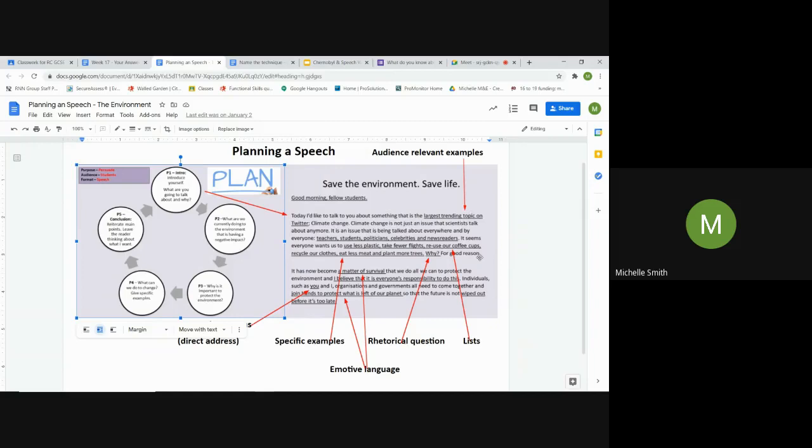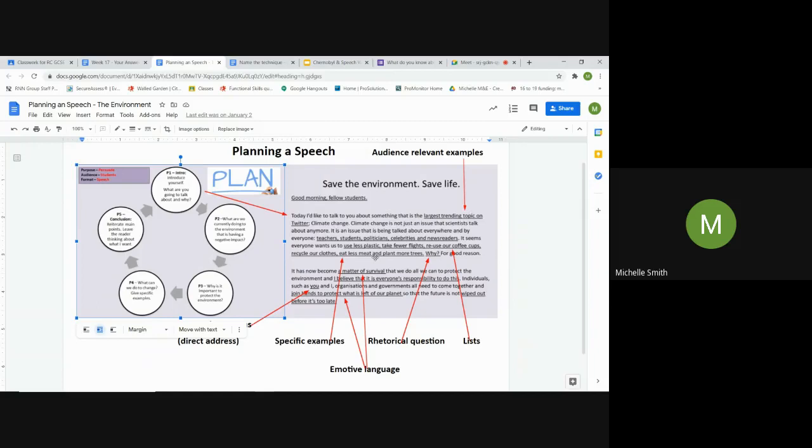Okay, hopefully by now you can see that I've been using some persuasive language devices here, and I've also picked some of them out. So I'm listing quite a lot. Teachers, students, politicians, celebrities. I've got a rhetorical question here. Why? I'm giving another list here, aren't I? Taking fewer flights, reusing our coffee cups. And I've also tried to use examples of things that I think people of my age group would be doing, like you should be doing.